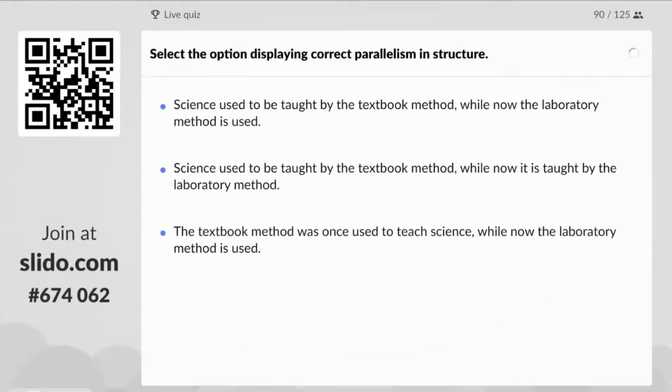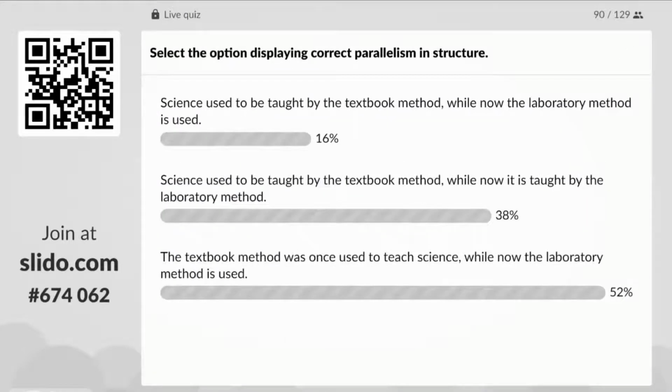Okay, so time is up. I know that 30 seconds is a little less time, but let's look at the sentences, okay? I know 90 of you have responded. Some of you may not have responded yet. But what does the question say? You have to select the option displaying the correct form of parallelism, right?